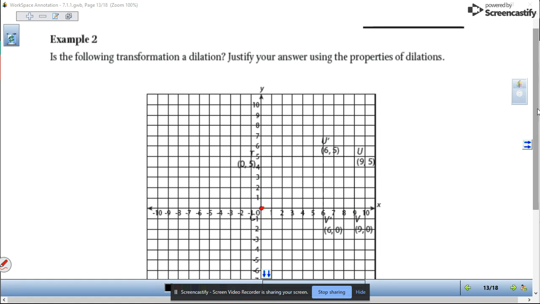We have the center. We have 0, 5, which is where T is. We have 9, 5, which is where U is. And then we have 9, 0, which is where V is. So what we have here is a rectangle. Okay?